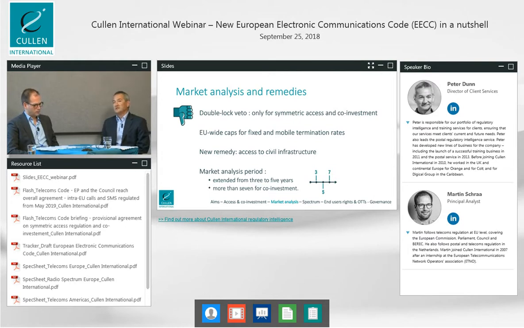Yeah, there's a new provision giving a specific access remedy for civil engineering. In a way, this was kind of implicit previously in the access remedy, but this is a very specific one. The reason it was introduced, if we remember back to the original Commission proposal, was that the Commission wanted to make it mandatory for NRAs to consider civil engineering access as enough, and only if it's not enough, then to move on to the other types of access remedies. In this case, that's fallen away. So the provision regarding civil engineering access remains, but it's not a mandatory first step. It's something that the NRA should consider rather than have to go through.